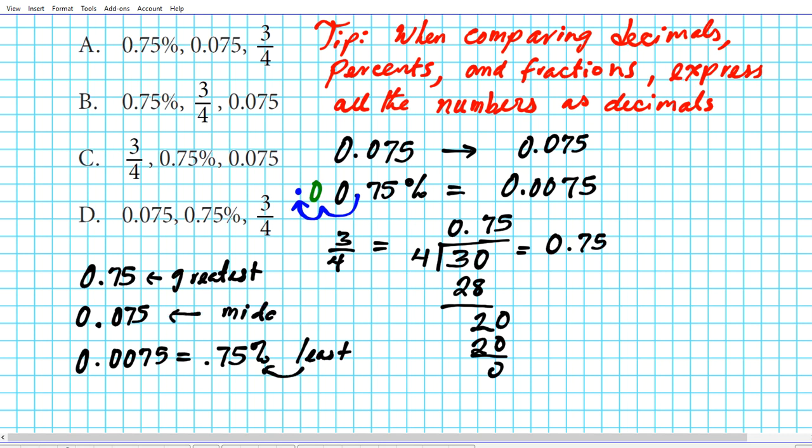Okay, all right, so our answer for question number 14 is the one that orders these numbers in this particular format. So 0.75 we know is 3/4. So which one has 0.75% first? So it should be 0.75% is less than 0.075, and that's less than 3/4. So let's see the option that has this orientation. So we have 0.75%. Answer to question 14 is option letter A.